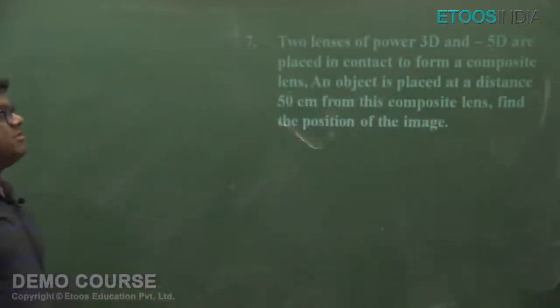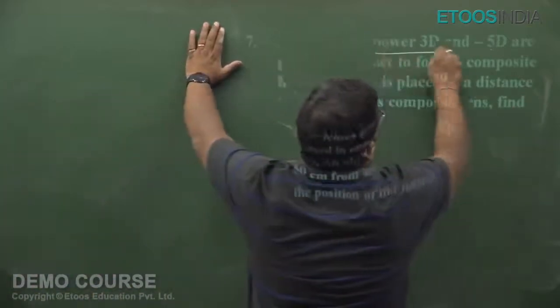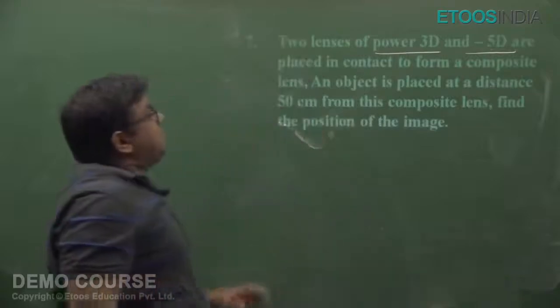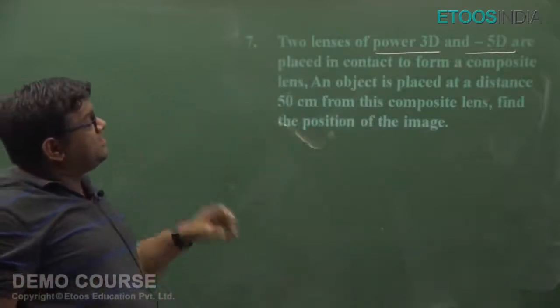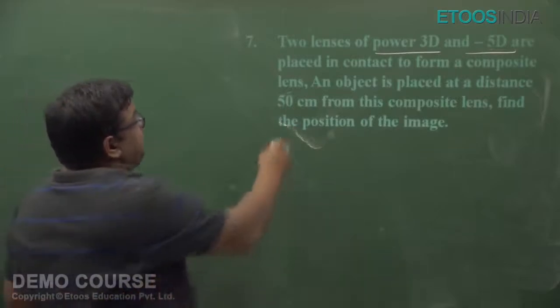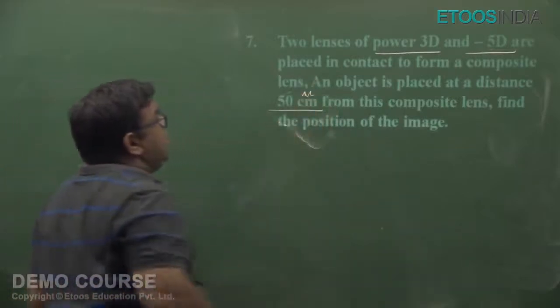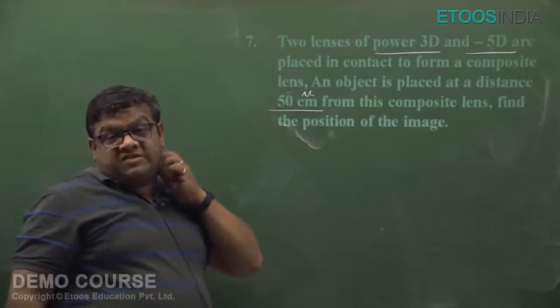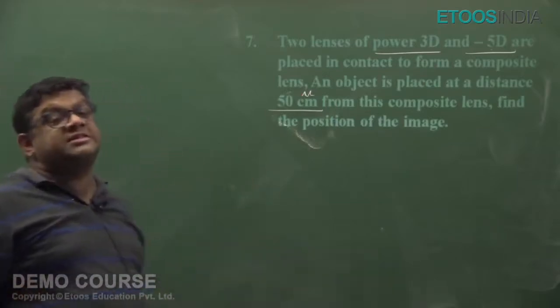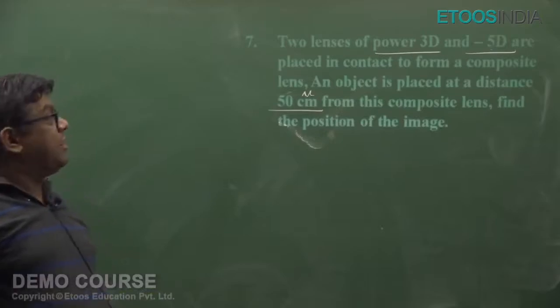Two lenses of power 3 diopter and minus 5 diopter are placed in contact to form a composite lens. An object is placed at a distance of 50 centimeter. This is u. Find the position of the image of this composite lens. So this one is tricky. How will we do that?